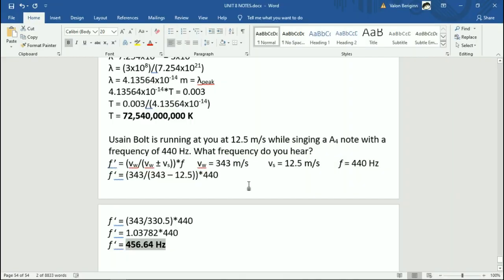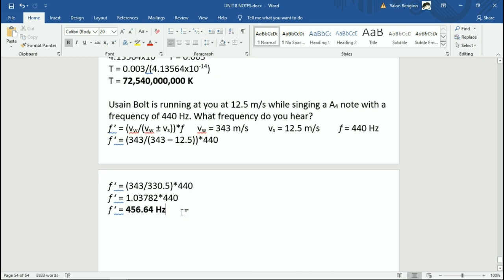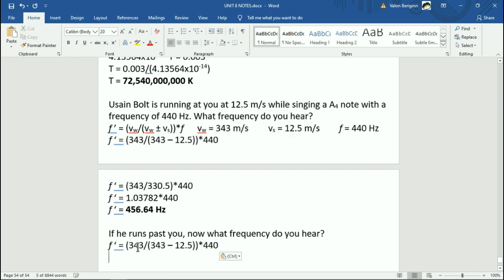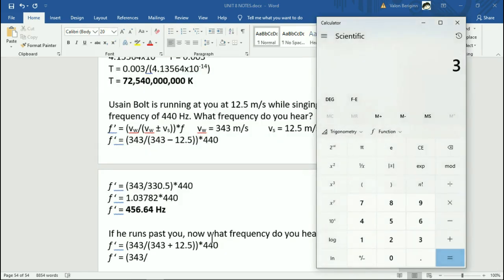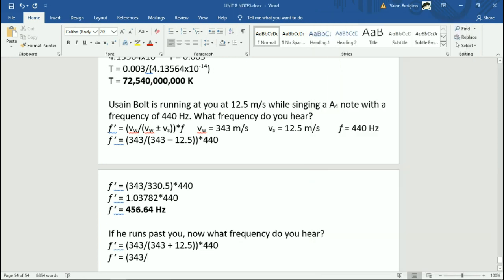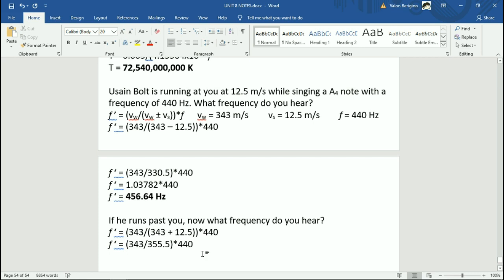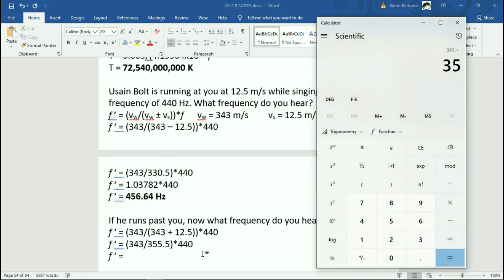Okay, so then a follow-up question, a different question would be, you could actually go further. If he runs past you, what frequency do you hear? So now he's running past you, going away from you. So everything is exactly the same in terms of the setup here, except this is now a plus. So this becomes 343 divided by 355.5.